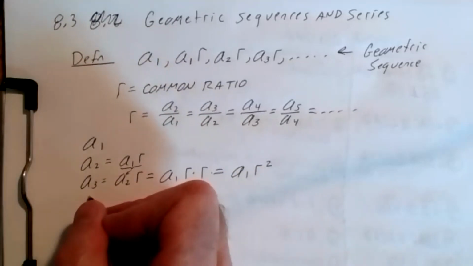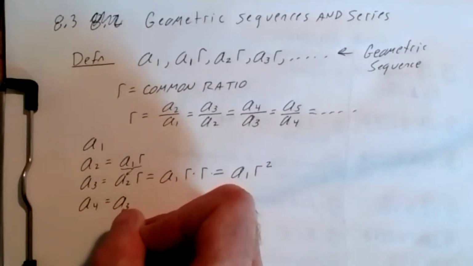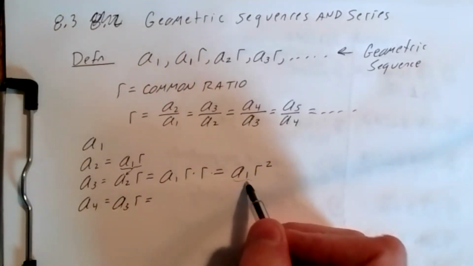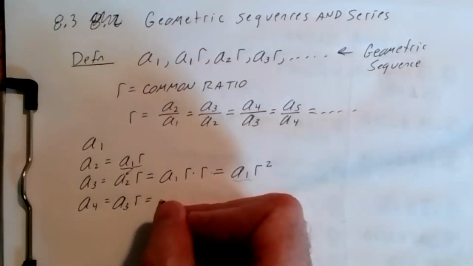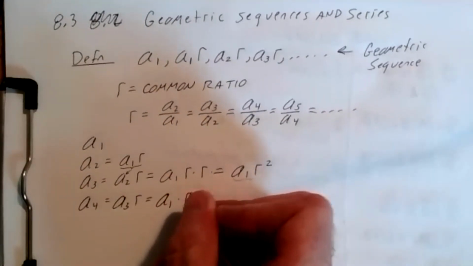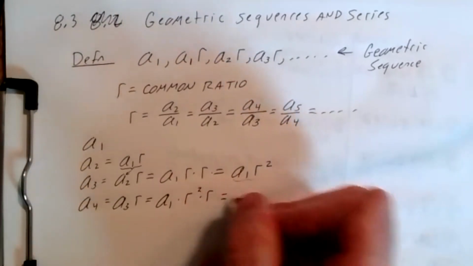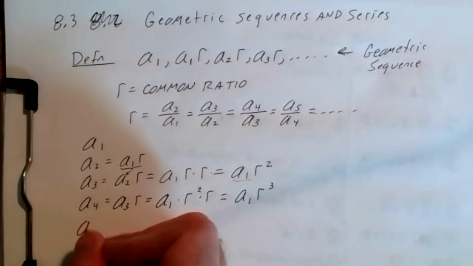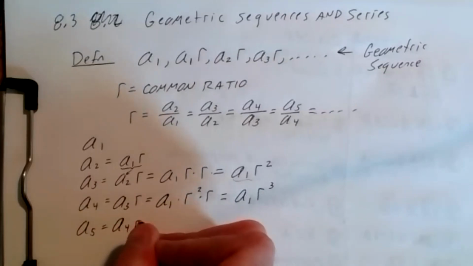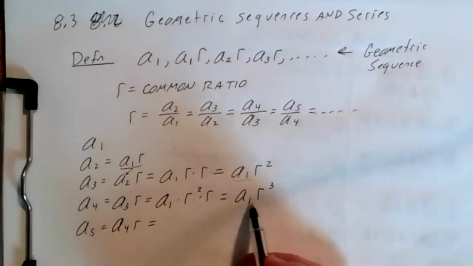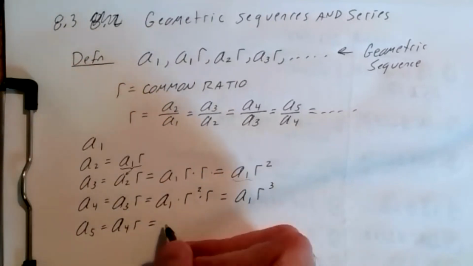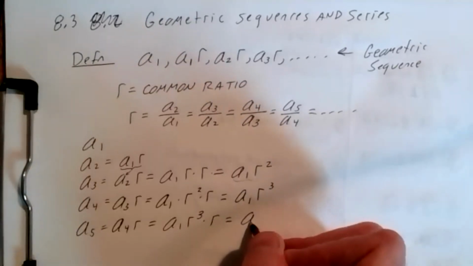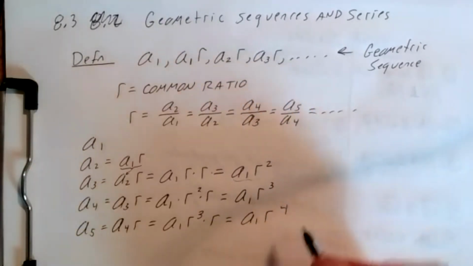Everybody see that there? Our fourth term is really the third term times the common ratio, but we have a name for the third term. It's the first term times the common ratio squared, which can get substituted in for your third term, in which case we have the first term times the common ratio squared times the common ratio, which is to say the first term times the common ratio cubed. The fifth term is really the fourth term times the common ratio, but the fourth term we discovered is the first term times the common ratio cubed. So your fifth term is the first term times the common ratio cubed times the common ratio, which is to say the first term times the common ratio to the fourth power.